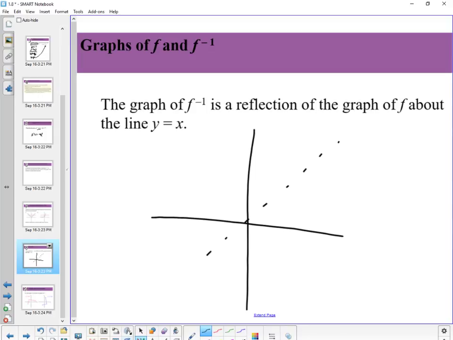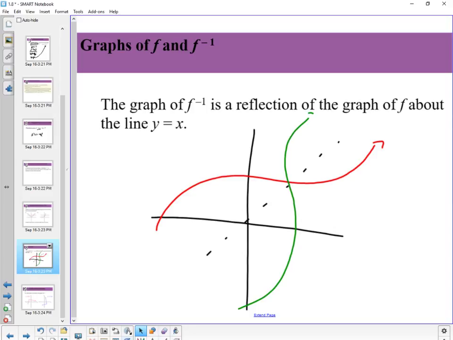Inverses? Yeah, I think so. It looks like a D&D. Moving on.